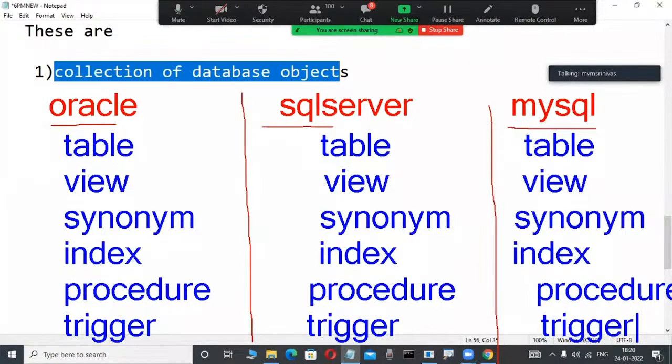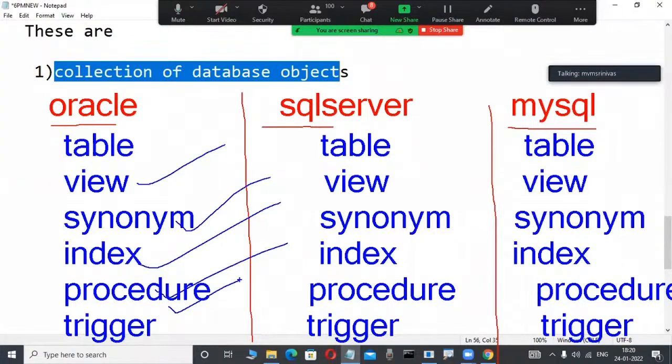But the first component is what? Collection of objects. Objects means table, views, procedure, function, triggers, packages, so many things are there. But unfortunately, you are a first-time newcomer. If you have an idea of the purpose of view, synonym, index, procedure, trigger, and where we are using them in one relational data model product, that is enough.